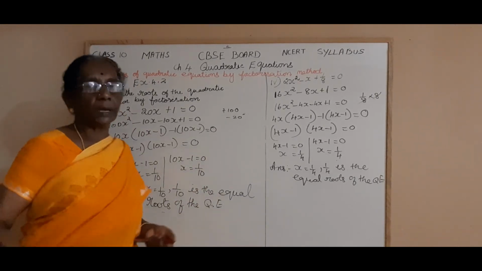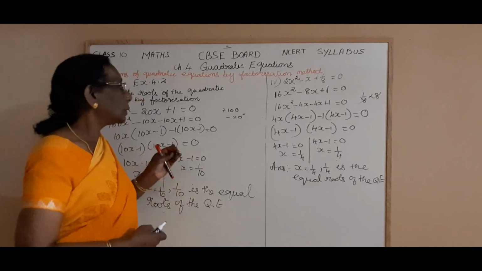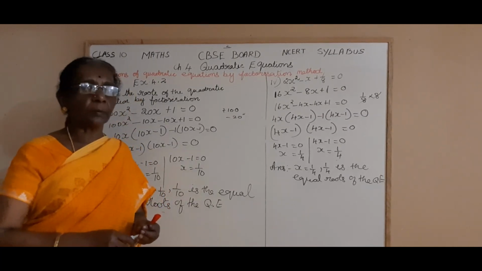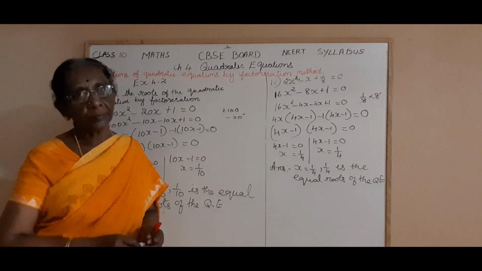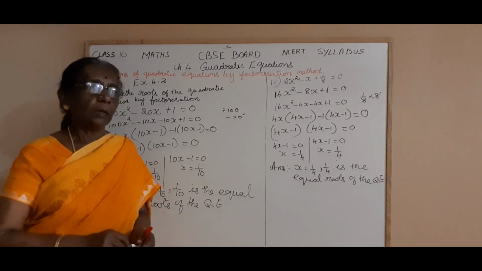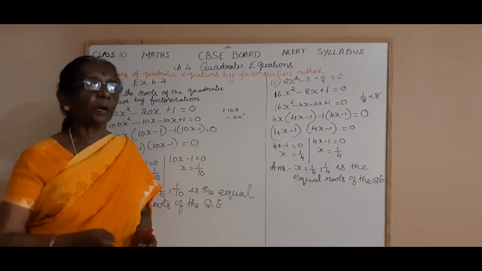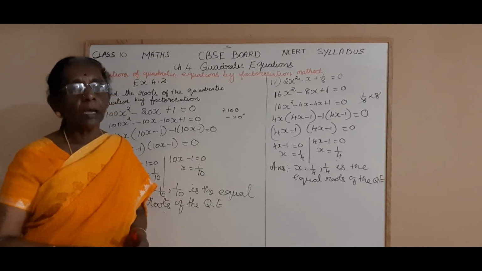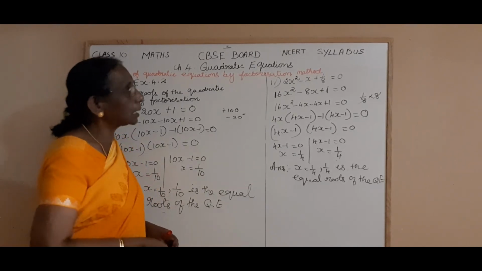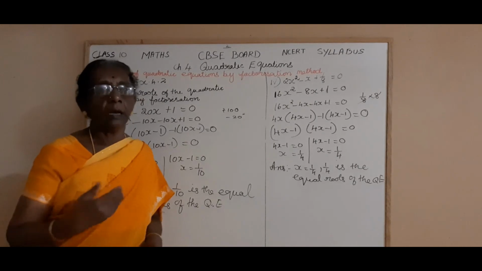So exercise 4.2, first sum we have completed, and subdivisions 1 and 2 you do by yourself, and one more sum is there. We will do that, and some more sums we'll do in the next session and complete this factorization method. We'll move to quadratic formula afterwards.